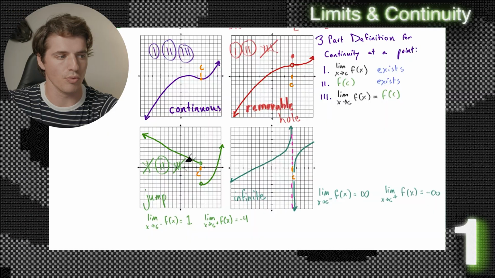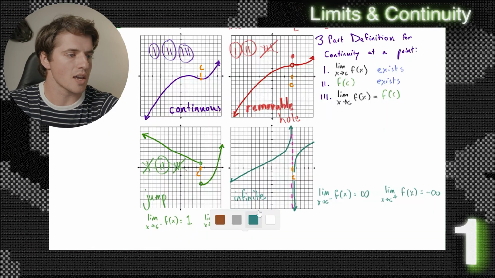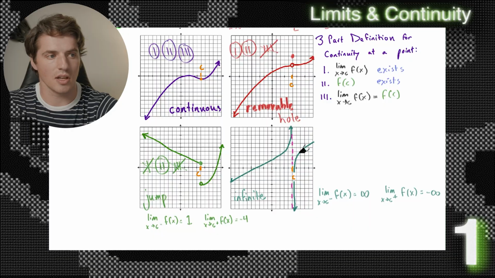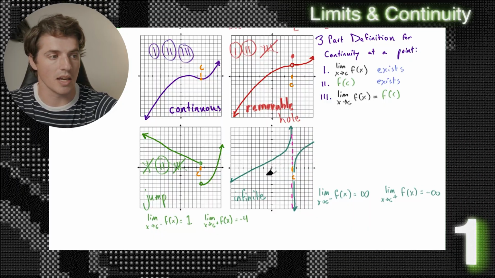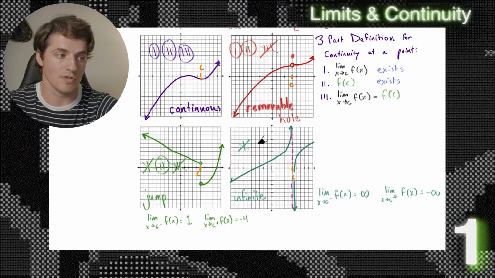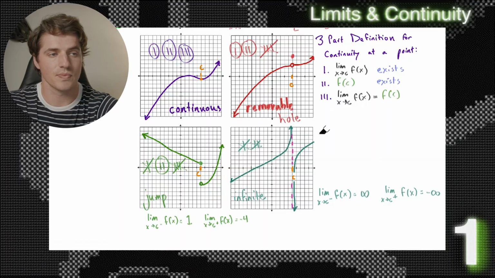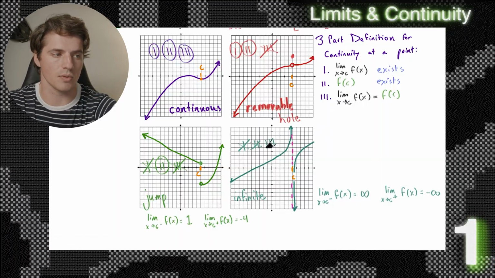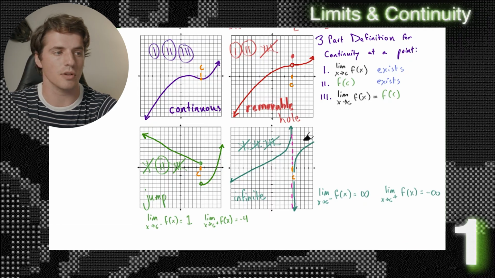So 3 is broken. And finally, in infinite discontinuity, our limit, again, does not exist. We actually don't have a value at f of c either. That's an asymptote. And of course, those are unequal because we don't have values for either.